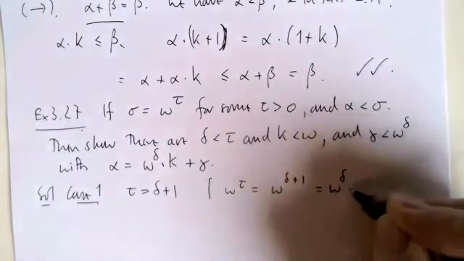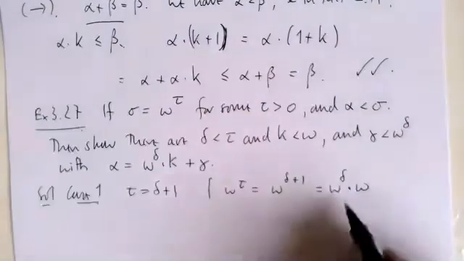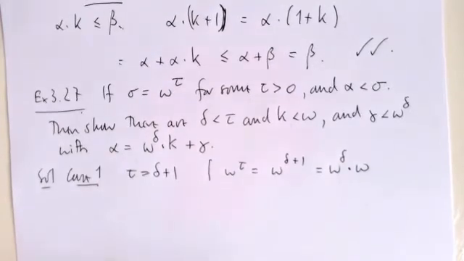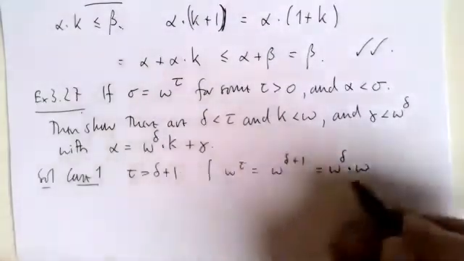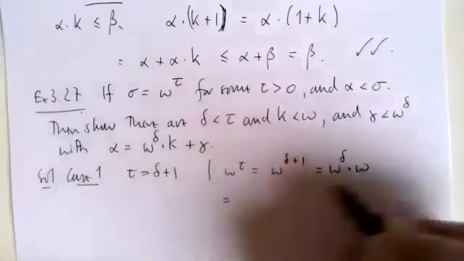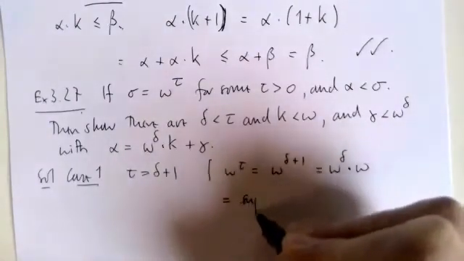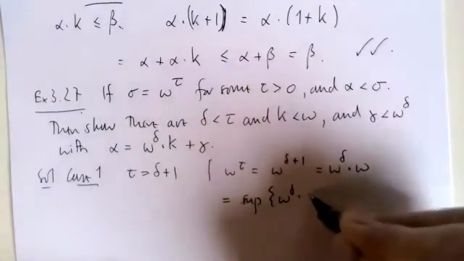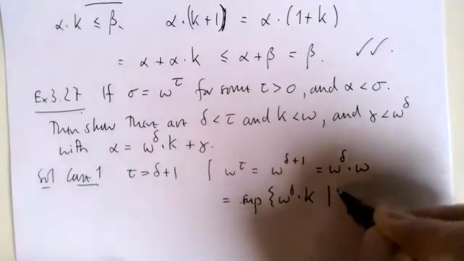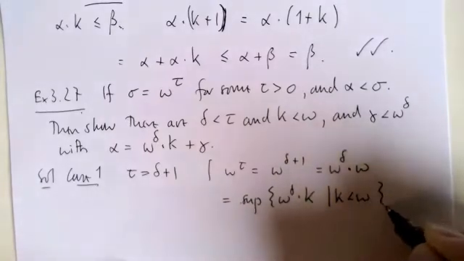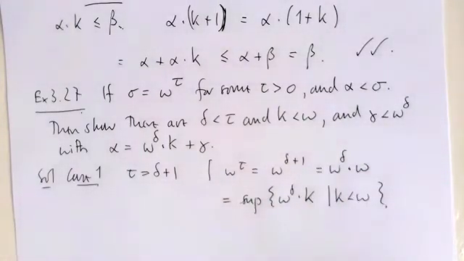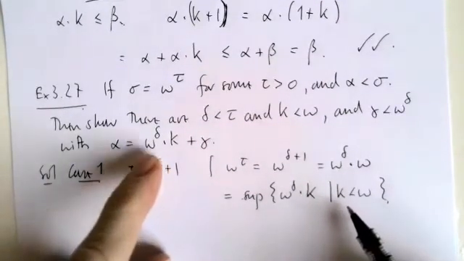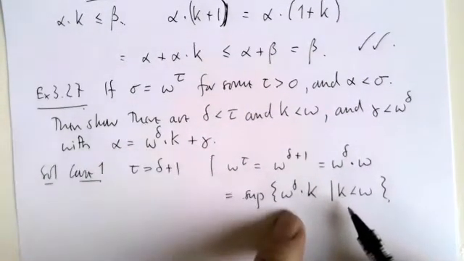So this is omega to the delta times omega, by definition of exponentiation here. And again, what is this? By definition of multiplication, this is the supremum of the omega delta times k's here for k less than omega. Okay, so this is looking good. This is looking something like the answer that I might want here.